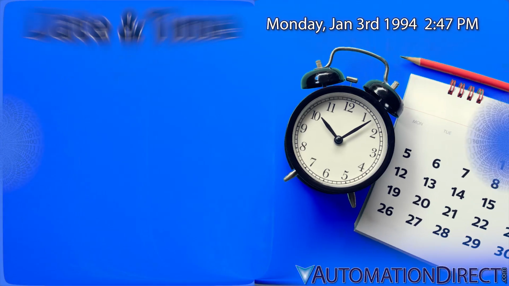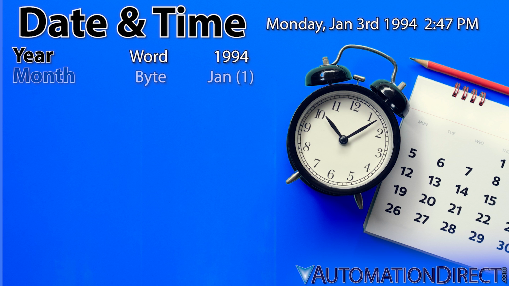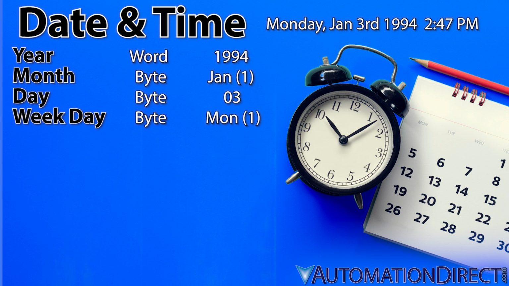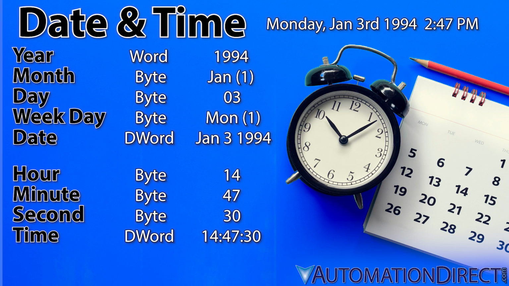Let's take a look at a commonly used chunk of data like date and time. The year could be stored as an unsigned word, the month as an unsigned byte, and the day as an unsigned byte, while the whole date in numerical format could be stored as a double word. Likewise, the time can be broken into elements that can be stored in individual bytes or stored in a concatenated form as a double word.